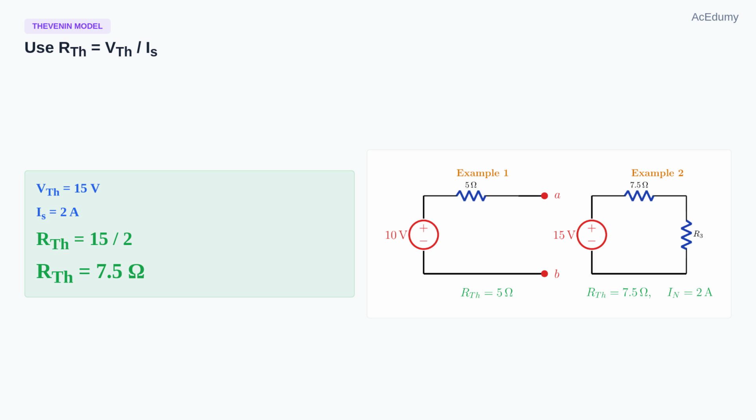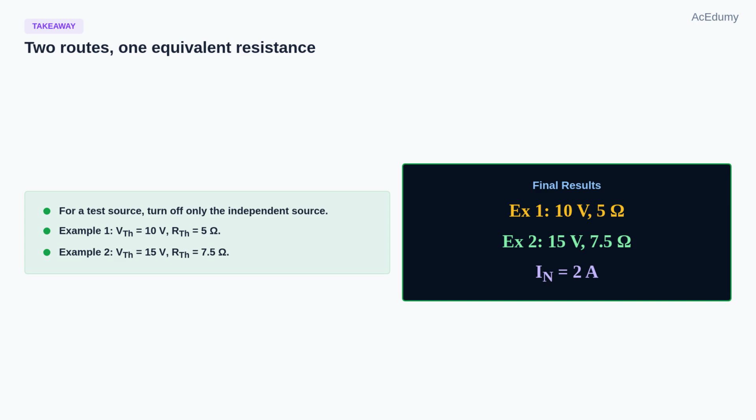Therefore, Rthevenin is Vthevenin divided by I short equal to 15 volts divided by 2 amperes. The result is 7.5 ohms. The Thevenin model is a 15-volt source in series with 7.5 ohms, feeding the load R3. The pattern is now complete.